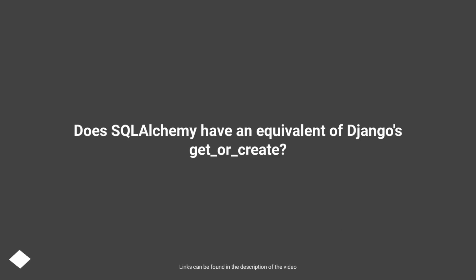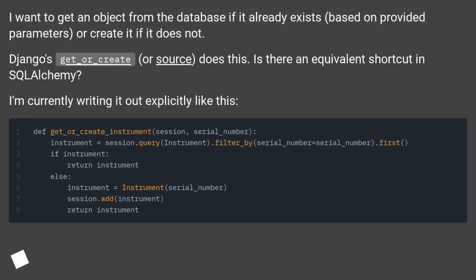Does SQLAlchemy have an equivalent of Django's get_or_create? I want to get an object from the database if it already exists, based on provided parameters, or create it if it does not. Django's get_or_create, or its source, does this. Is there an equivalent shortcut in SQLAlchemy?